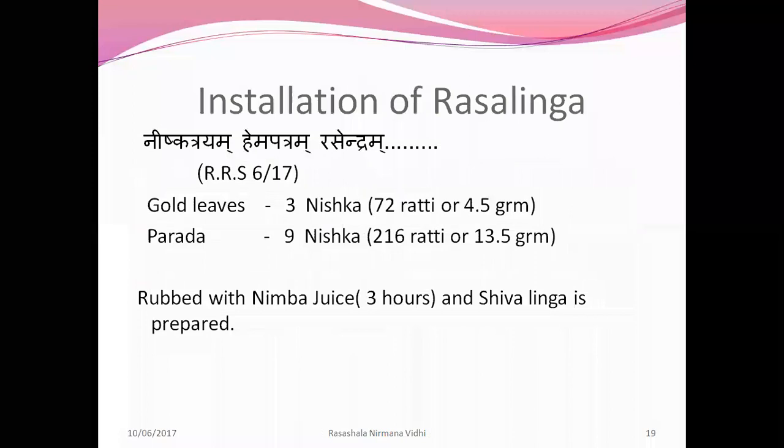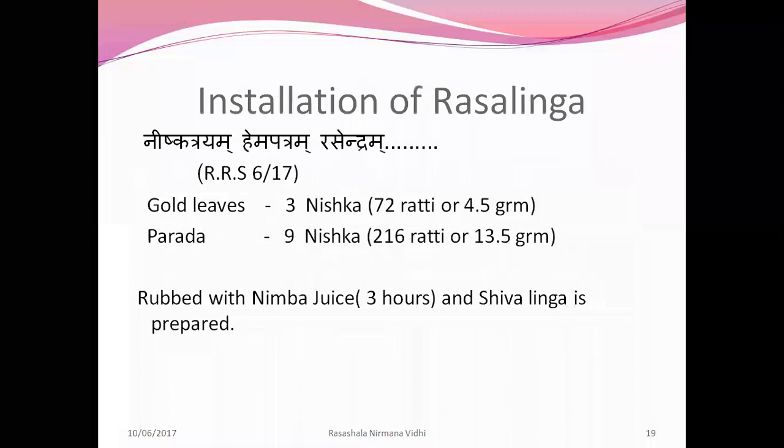So for the installation of the Rasalinga, how do we prepare the Rasalinga? The Rasalinga is a Shivalinga which is prepared out of gold leaves and mercury. If you want, I will read out the shloka: Rasaratna Samuchaya, 6th chapter, 11th shloka.